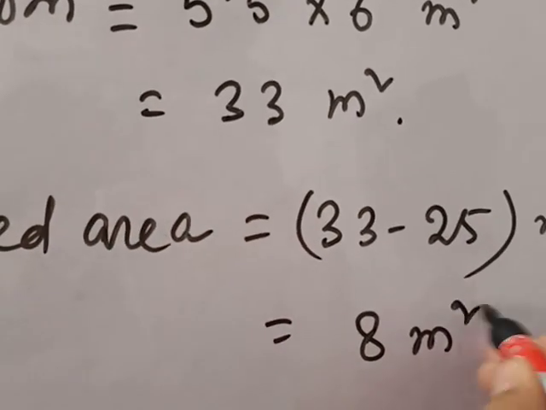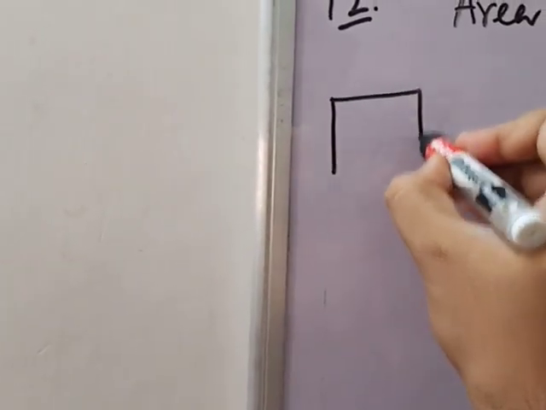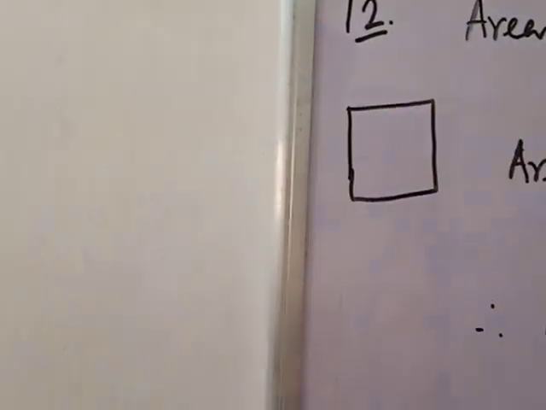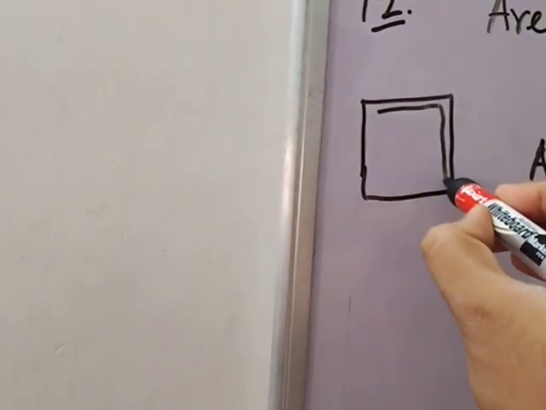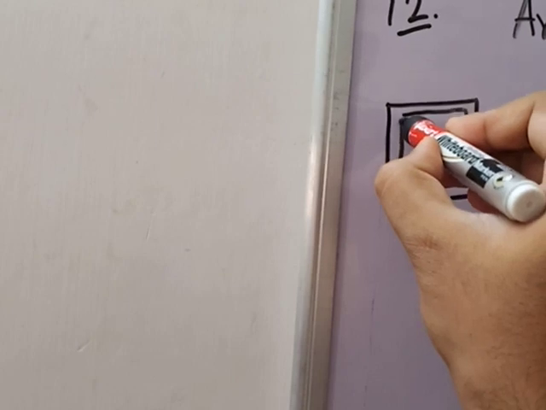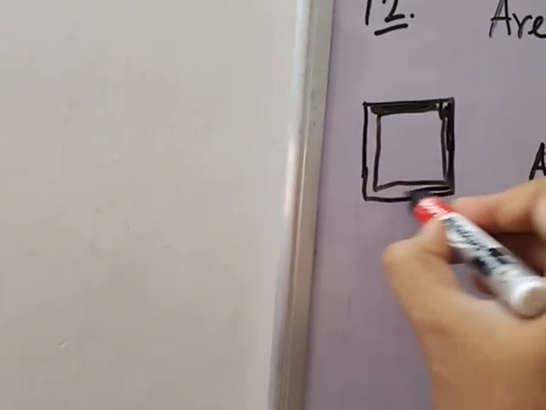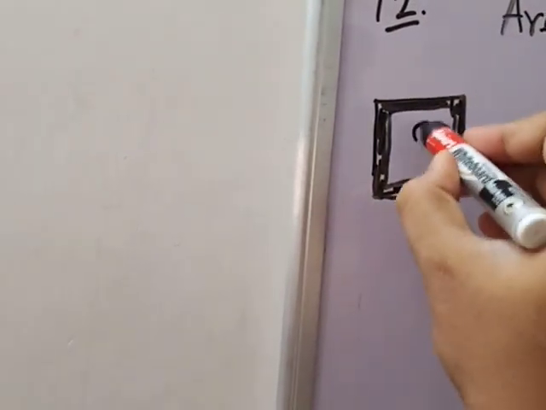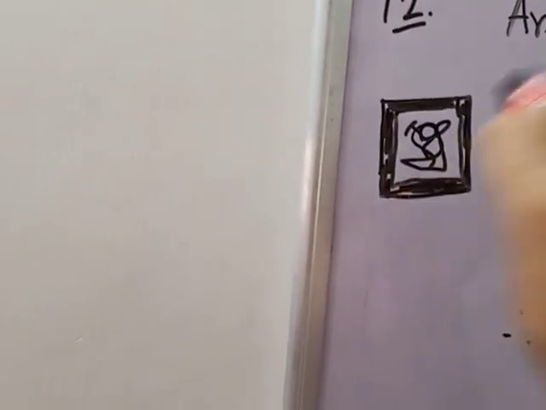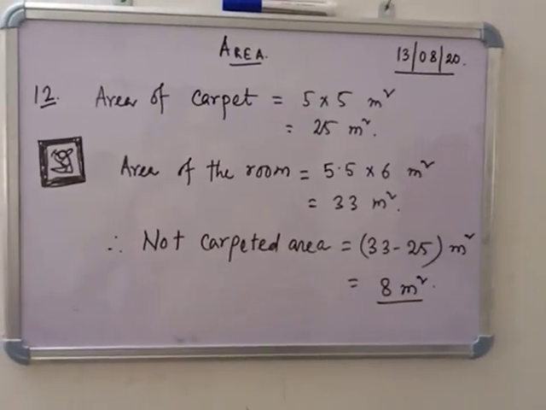For your concept, I am drawing the figure. This is the rectangle, and suppose these portions are carpeted. After this carpeted area, you have to find this area. Okay. Now this is number 12.